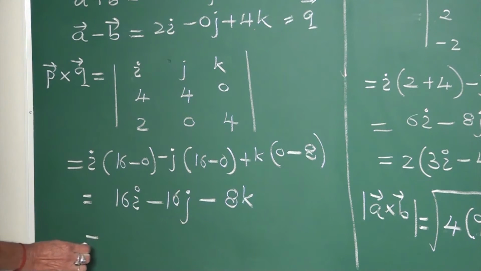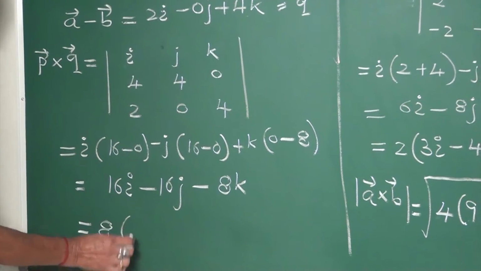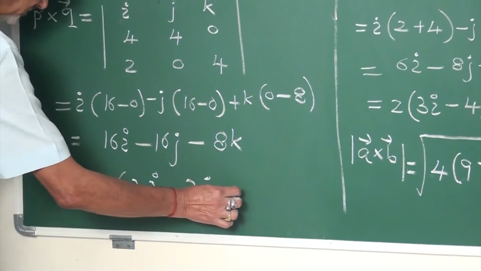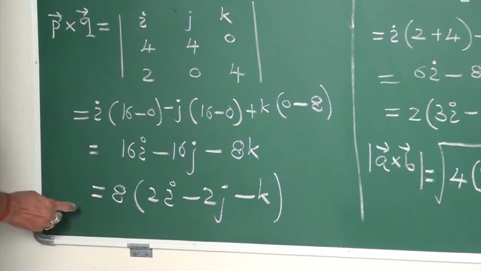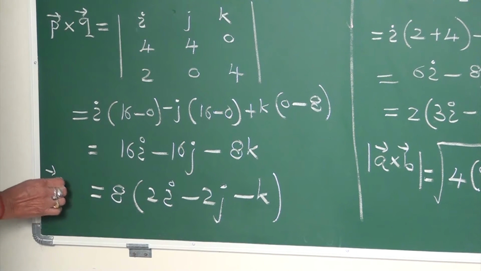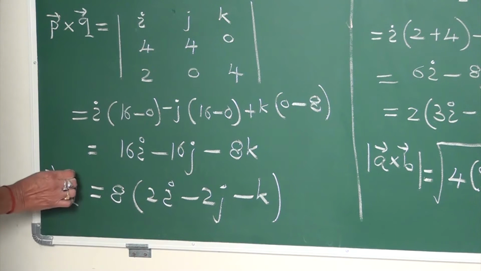So you can take what? 8 common: 8 times 2i minus 2j minus k. This is what? P cross Q, my friends. Then you have to find its magnitude.